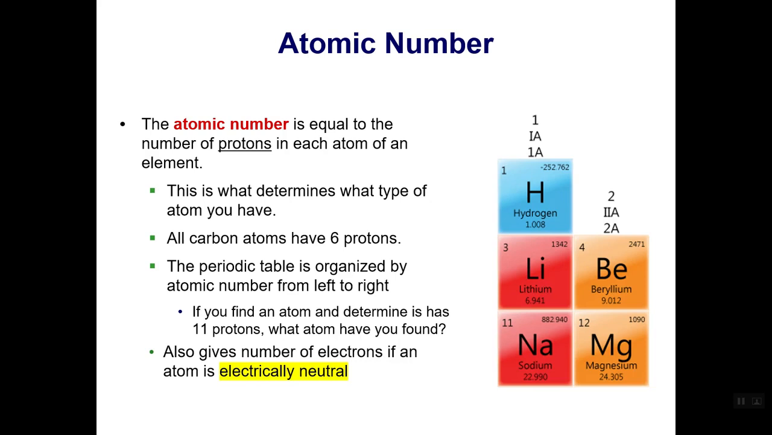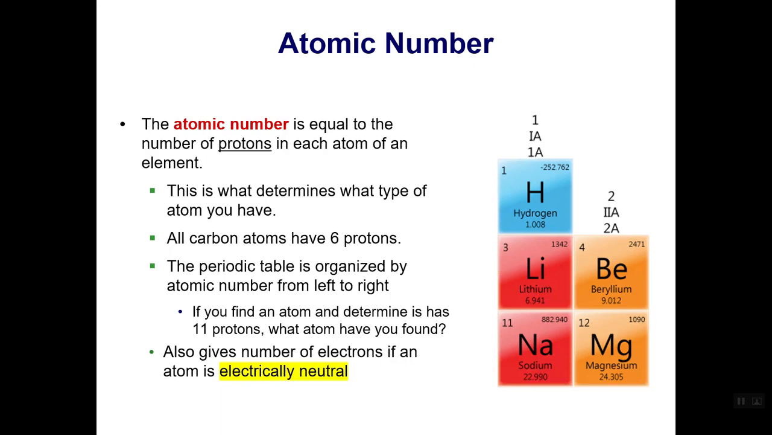Now, another thing to note about our periodic table is that the atoms it lists are all electrically neutral. And so what that means is that they don't have a charge. So if hydrogen has 1 proton and it is electrically neutral, how many electrons will it have?